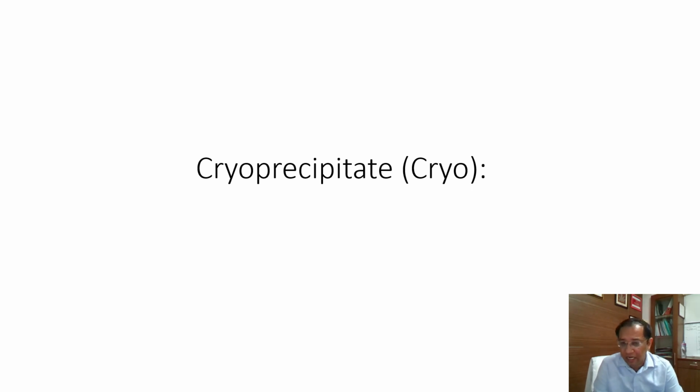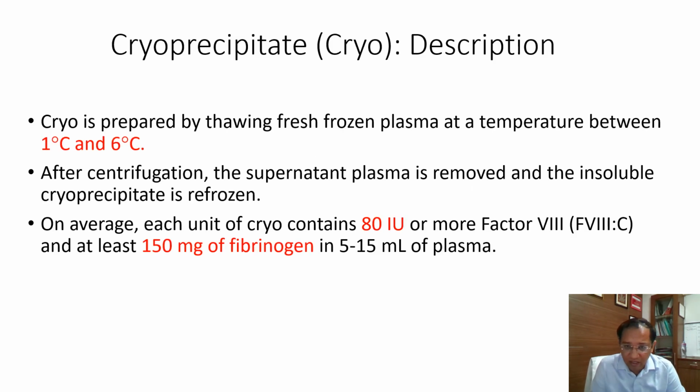Coming to a very important product, that is cryoprecipitate, which is underutilized I feel, but has a wide variety of indications. It contains factor 8, factor 13, fibrinogen, fibronectin, and von Willebrand factor, and is essentially used in cases where there is a fibrinogen defect or a factor 13 deficiency. So how is it prepared? It is prepared by thawing FFP at a temperature between 1 to 6 degrees Celsius. After centrifugation, the supernatant plasma is removed and the insoluble cryoprecipitate is refrozen.